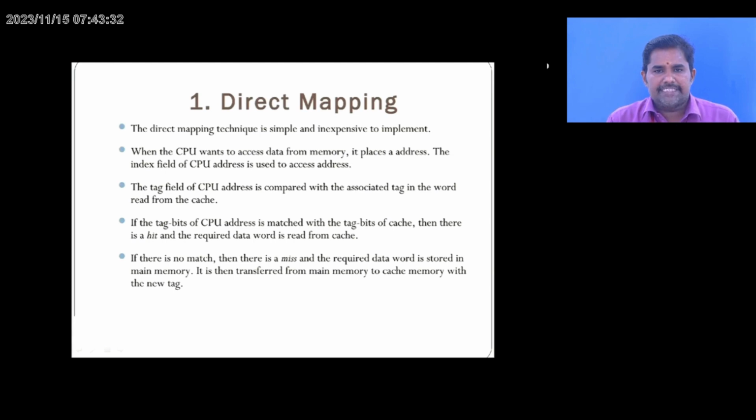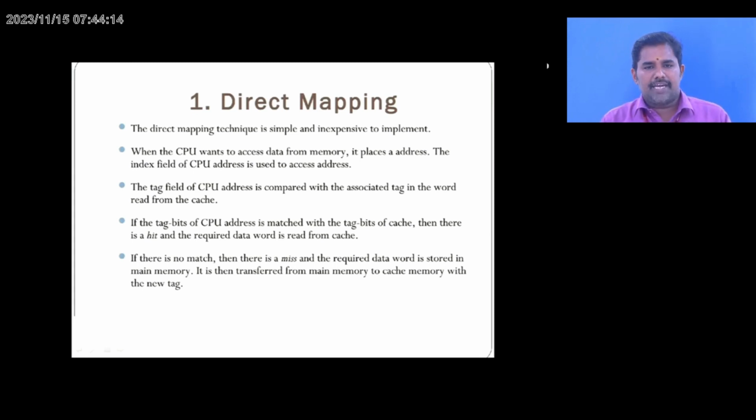The direct mapping technique is a simple and inexpensive implementation. When the CPU wants to access data from memory, it places the address; the index field of the CPU address is used to access the cache. The tag field of the CPU address is compared with the tag in the word read from the cache. If the tag bits of the CPU address match the tag bits of the cache, then there is a hit and the required data word is read from the cache. If there is no match, then there is a miss. So we have already seen matching, hit and miss.